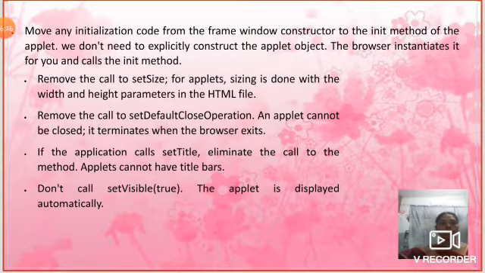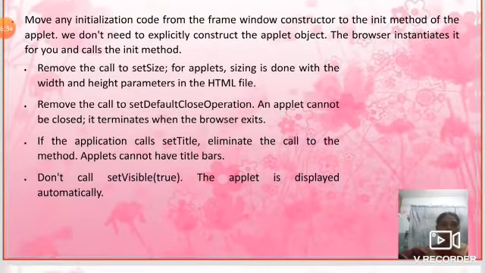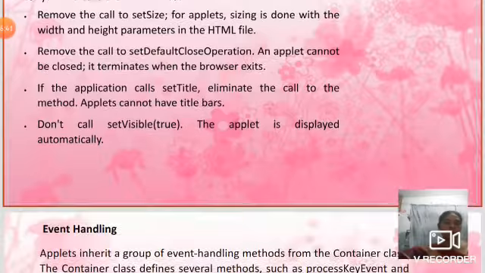We want to remove the call to set size, and for the applet, sizing is done with the width and the height parameters. And we want to remove the calls to set default close operation. So there is no need to give any operations like the visible operations. All of these are done automatically.